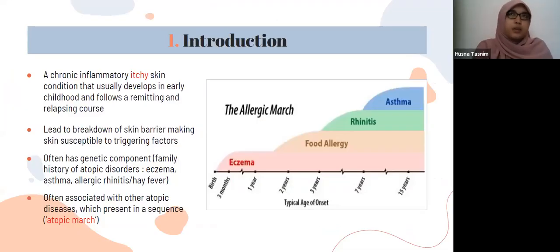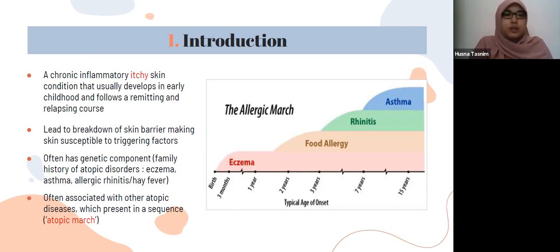So what is atopic dermatitis or eczema? Atopic dermatitis is defined as a chronic inflammatory itchy skin condition that usually develops in early childhood and follows a remitting and relapsing course. Usually the onset is in early childhood, between 1 to 2 years old, and 75% of them resolve by the age of 16 years old. But some patients persist until adulthood.